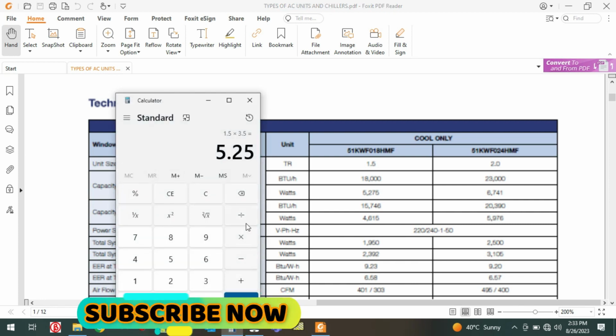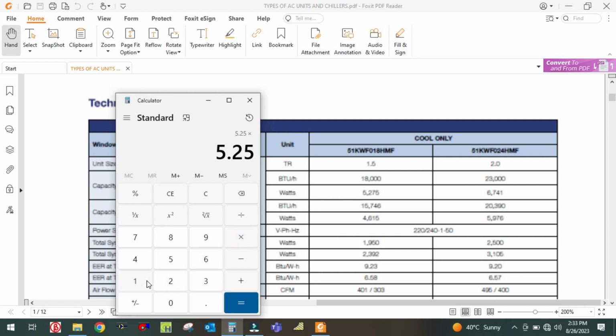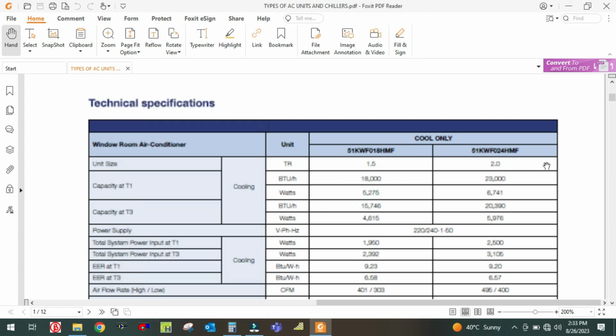That means you have to convert to watt. So you have to multiply with 1000. So it will be 5250 watt. And similarly, you can convert these also in kilowatt or watt. Just multiply by 3.5, and then you have to multiply by 1000. That means you can convert this in kilowatt or watt.